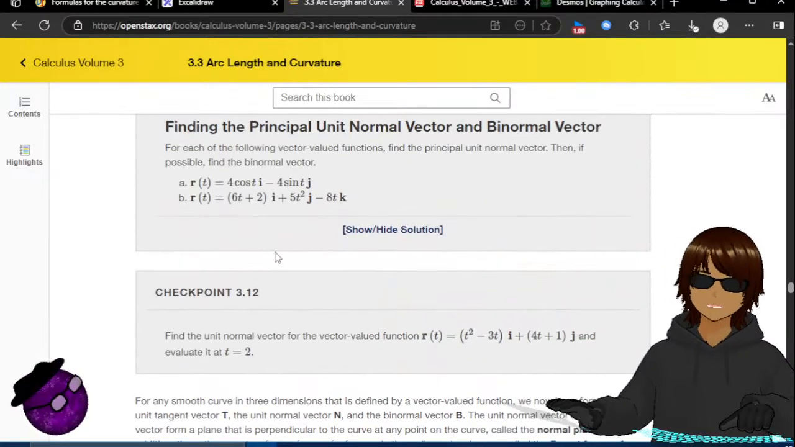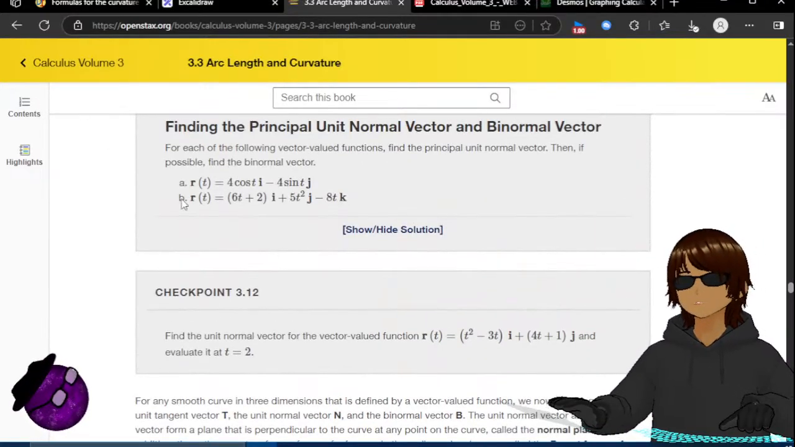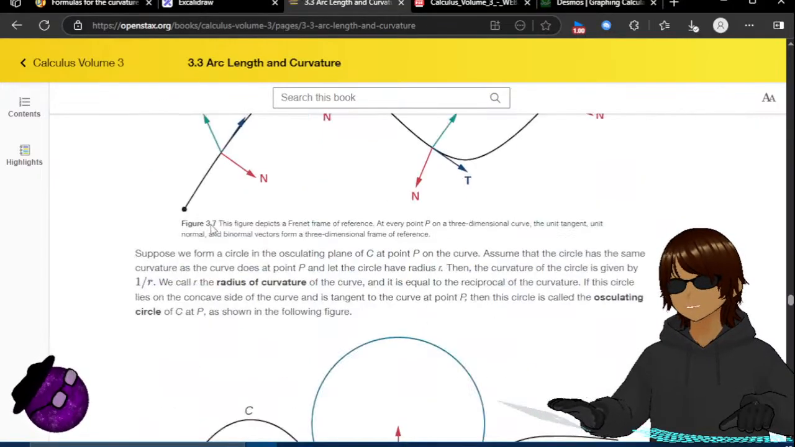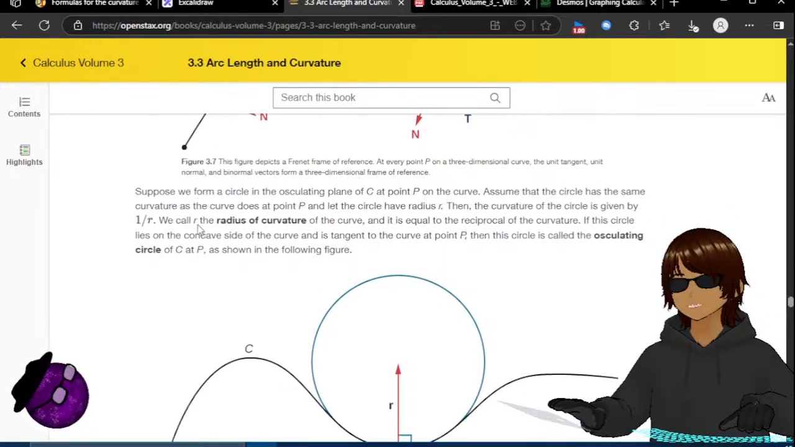Okay, I want to end stream soon, but I also want to do the next chapter. So I'll just read this and then I'll go to the next chapter.